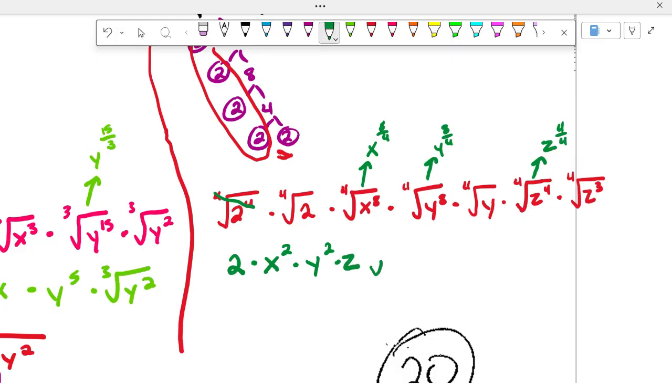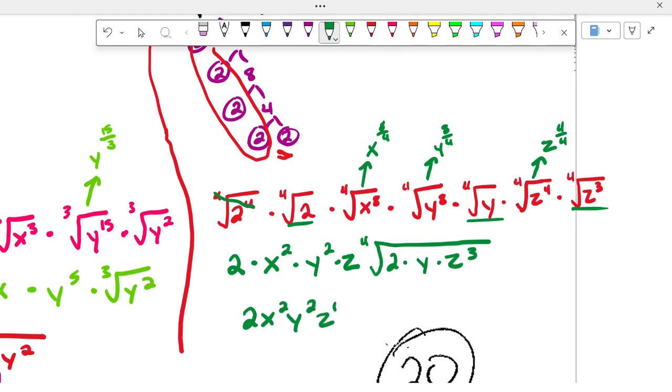And then we're going to just rewrite all the non-perfects back underneath the singular radical. So your answer is 2x squared y squared z. No, not z to the 4th. Z. 4th root of 2y z cubed.